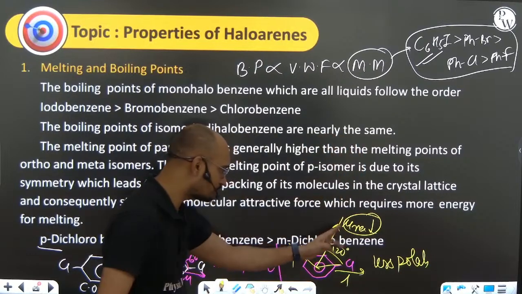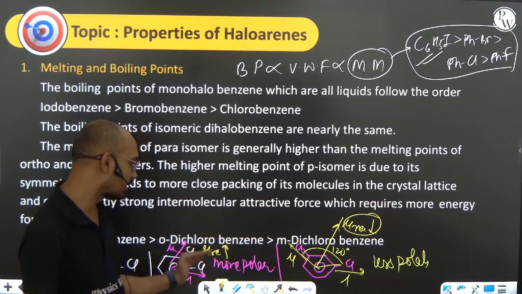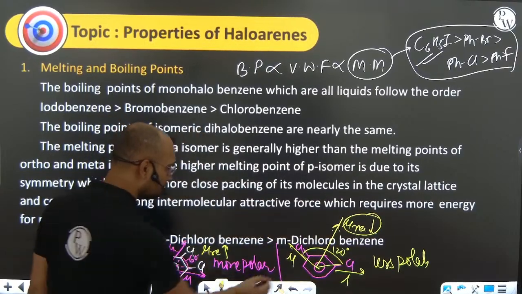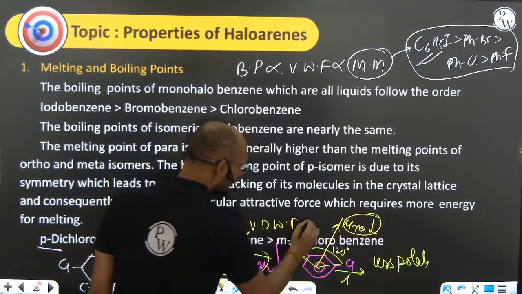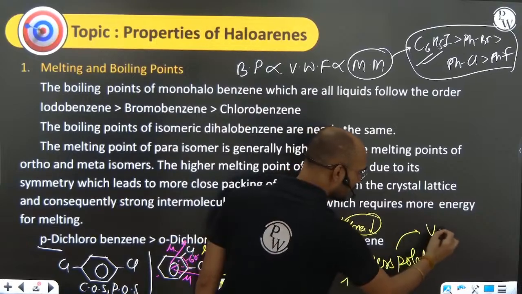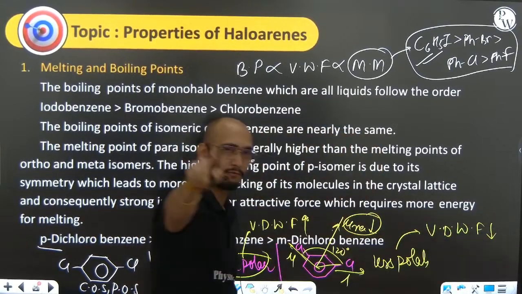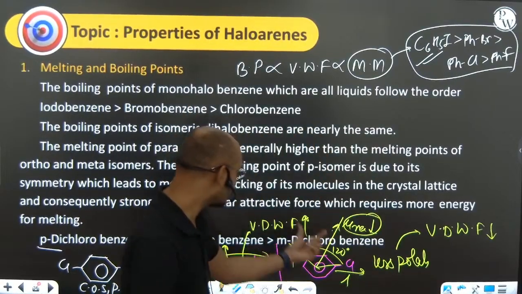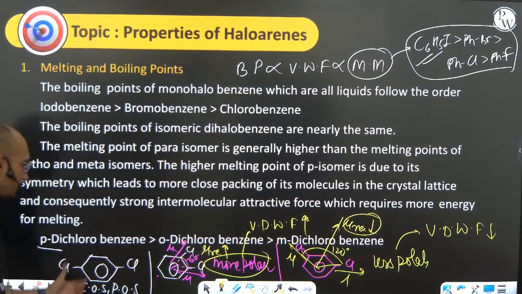Of course, there is also a center of symmetry, plane of symmetry is there. Here also plane of symmetry is there. So symmetry तो same हो गया, but here it is less polar. Here it is more polar. If it is more polar, so what will happen? Van der Waals forces will be stronger. If it is less polar, van der Waals forces will be weaker. Because we know that van der Waals forces are directly proportional to polar character. Yes. So therefore, इसका melting point will be least, इसका melting point will be second, and para will be maximum.